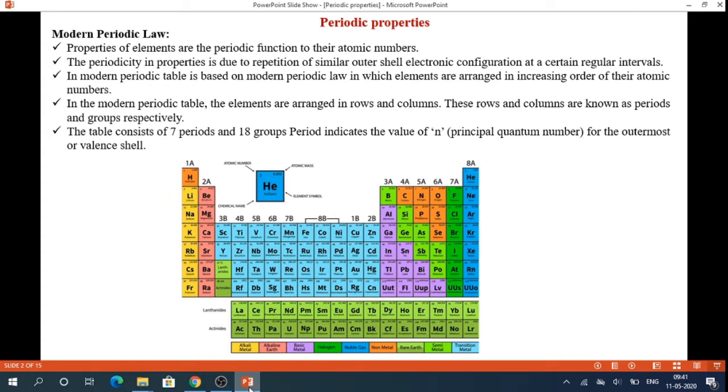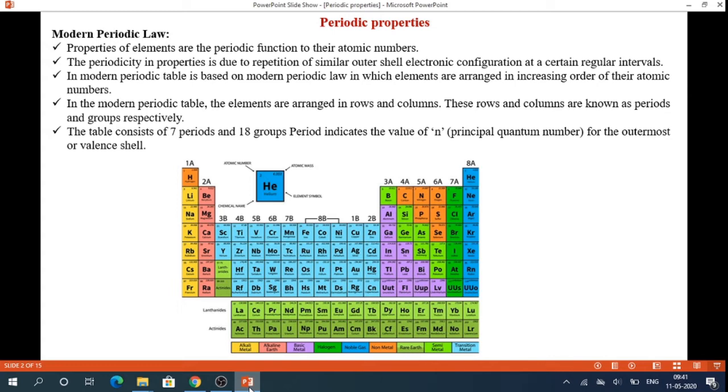With such a large number of elements, it is very difficult to study the chemistry of all these elements individually. To assay this problem, scientists searched for a systematic way to organize their knowledge by classifying the elements. We'll see the modern periodic table and its law.